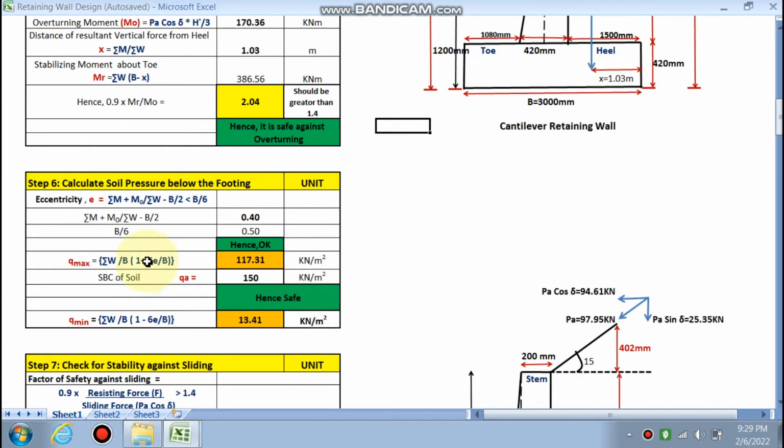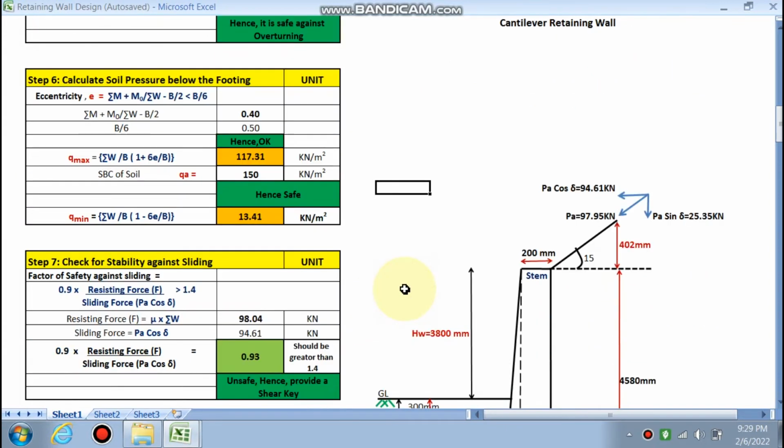So q max is the maximum pressure that comes from the overall structure, right? It is 117, and we have a soil bearing capacity of 115 given in the question, so it is safe, right? And by the formula 1 minus 6e by b, we get the minimum pressure, because pressure is very important to calculate the moment by which we can calculate the reinforcement in toe, heel and vertical stem, right? So q minimum has been calculated as 13.41 kilonewton per meter square.